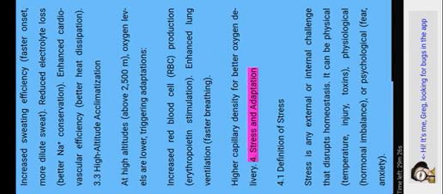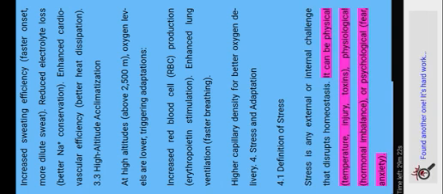4. Stress and adaptation. 4.1 Definition of stress. Stress is any external or internal challenge that disrupts homeostasis. It can be physical: temperature, injury, toxins; physiological: hormonal imbalance; or psychological: fear, anxiety.